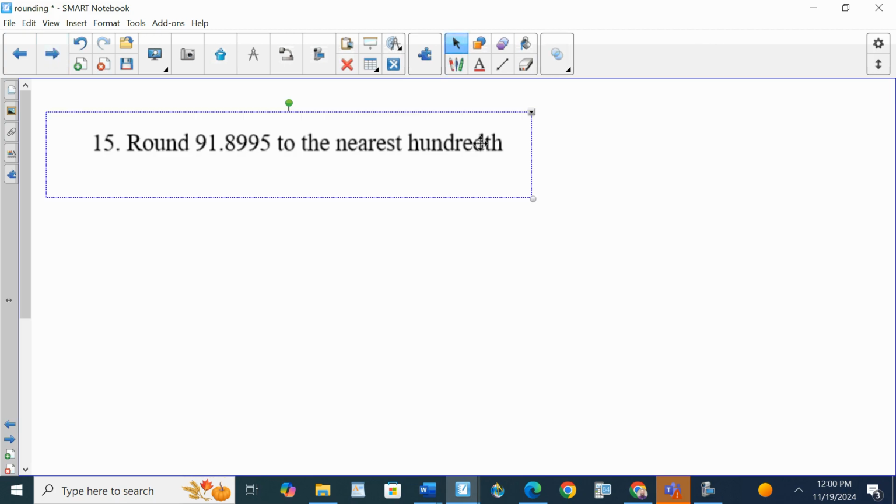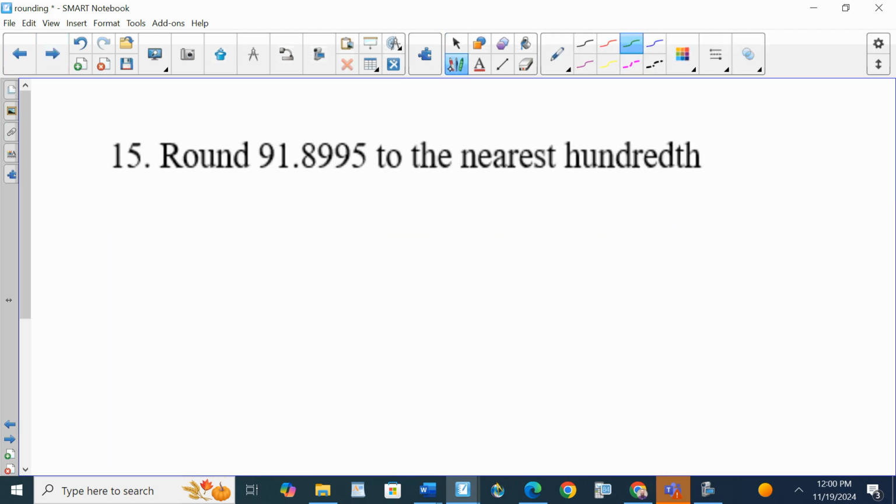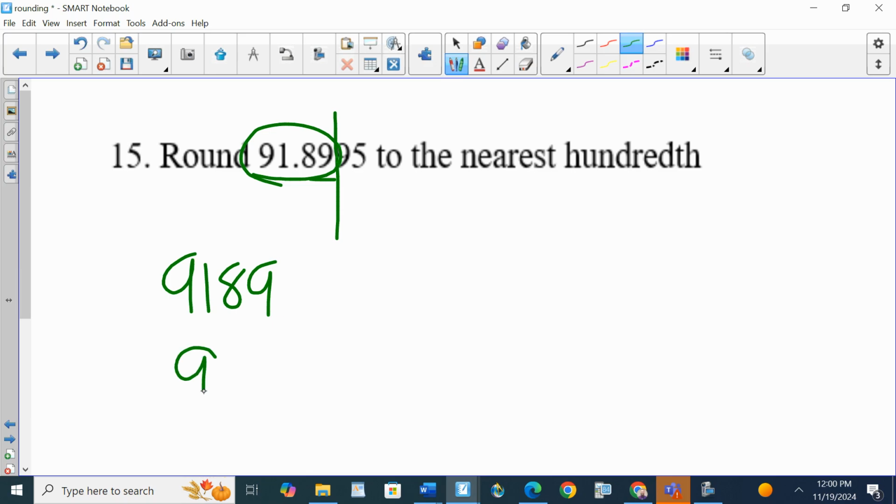To the nearest hundredth, I underline the hundredth spot. That's that 9. I look to the next digit. Is the next digit 5 or higher? Yes. So I look at this as one big number, 9189. If I'm counting, what comes after 9189? 9190. I insert the decimal back where it belongs after the 1, 91.90.